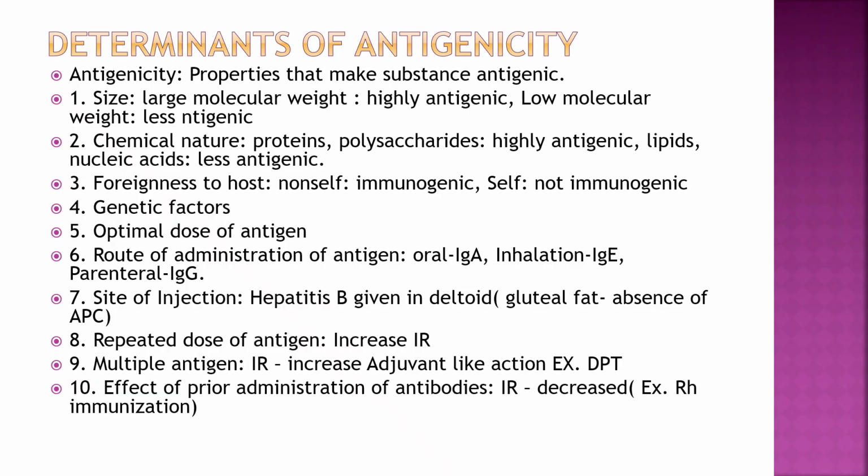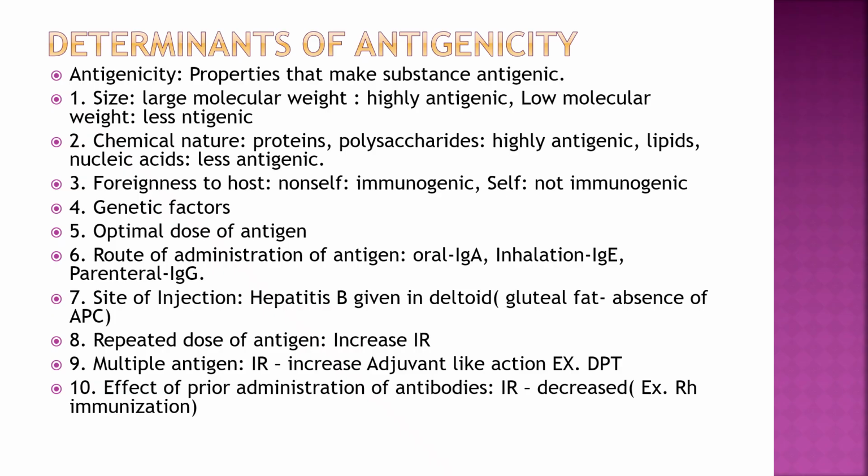Then genetic factors. Then next is the optimal dose of antigen. Then next is the route of administration of antigen. Orally, if you give antigen, there is production of IgA antibody. In inhalation, usually there is production of IgE antibody, and parenteral, that is intramuscular or IV, gives production of IgG antibody. Then site of injection.